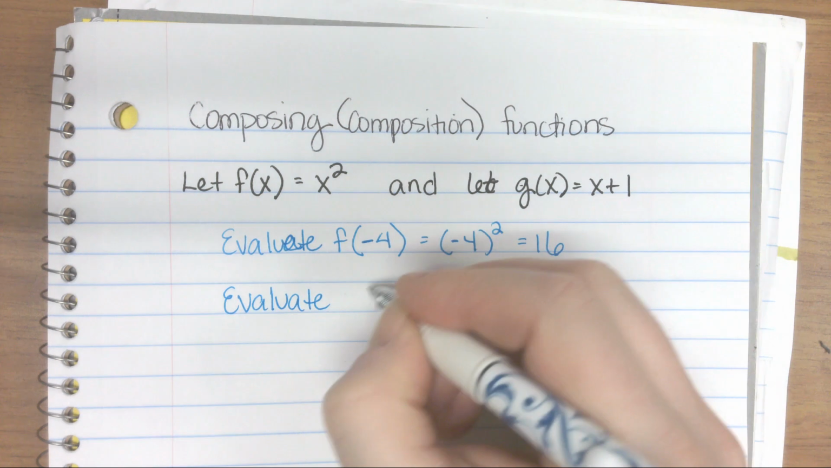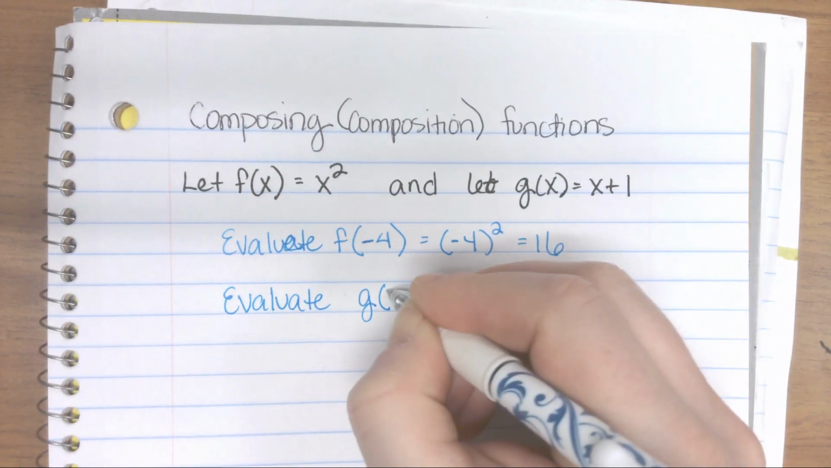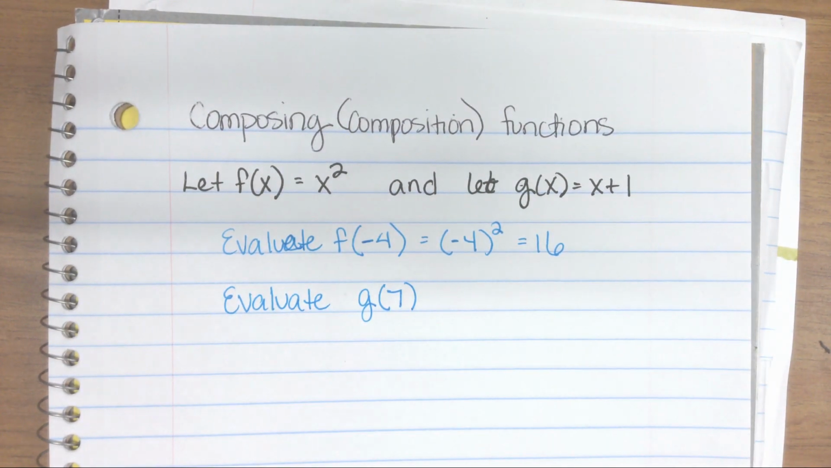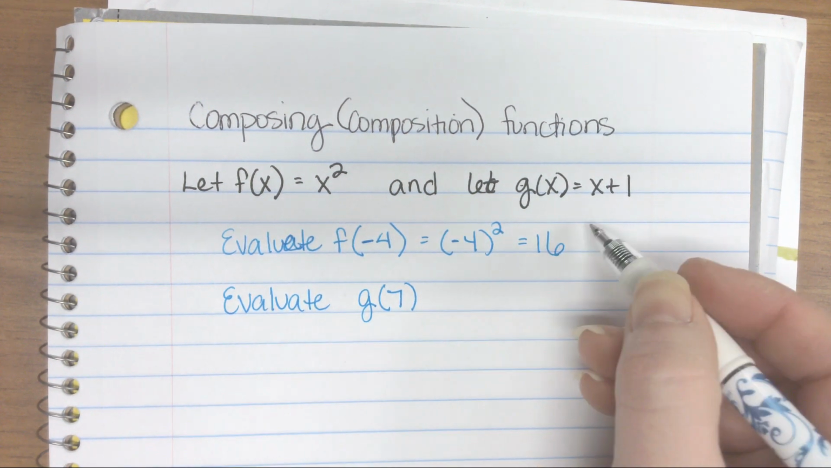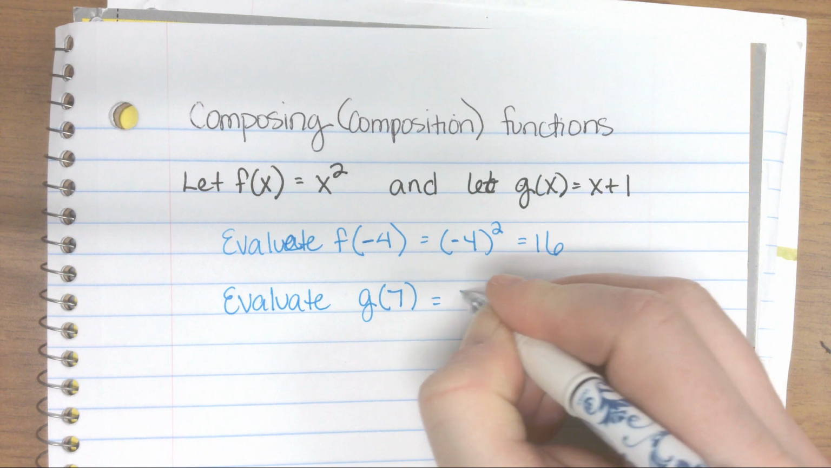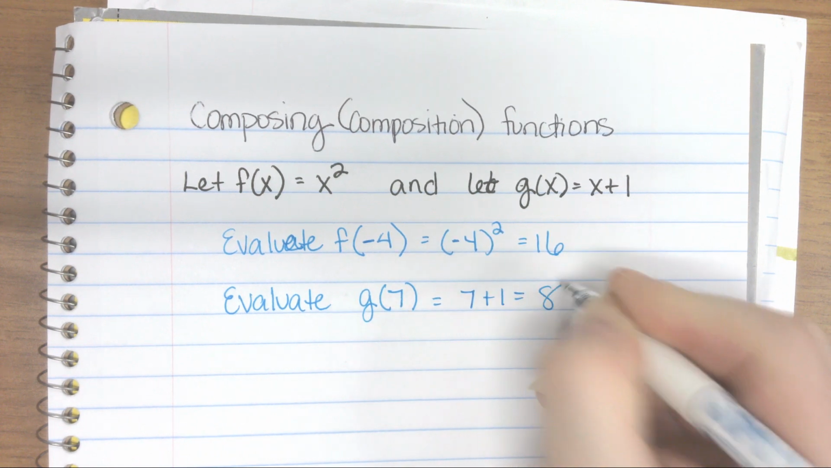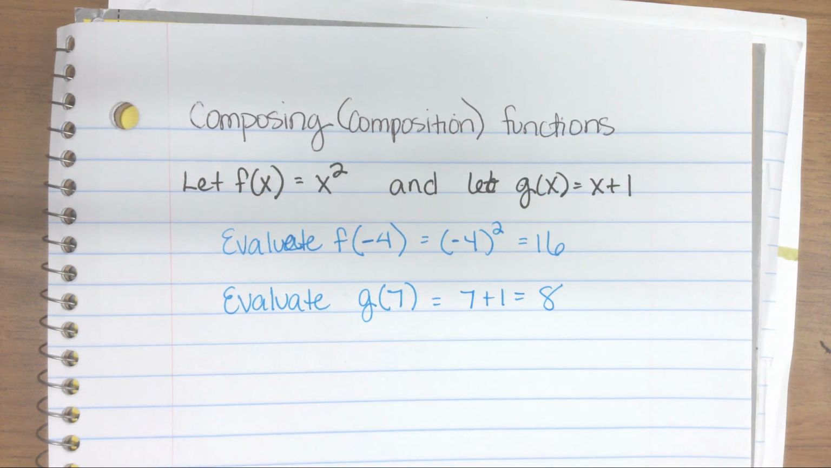So what about g of 7? So I would go to the function g of x is x plus 1, and I'd plug in 7 for x, and then I do 7 plus 1 equals 8. Just give me some kind of indicator. Do you remember doing that? Okay. All right.